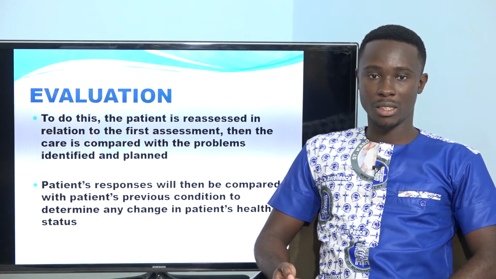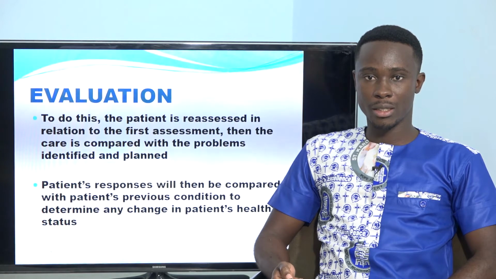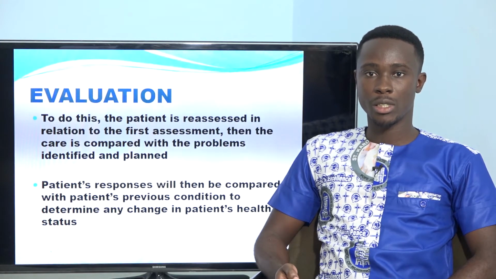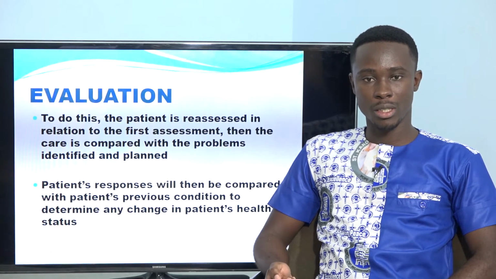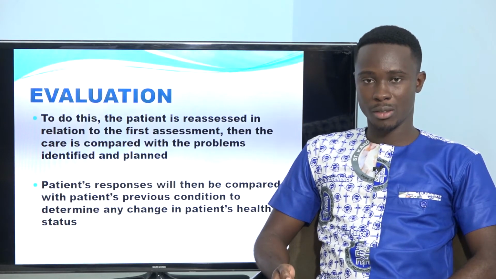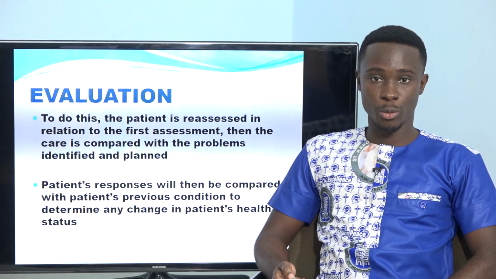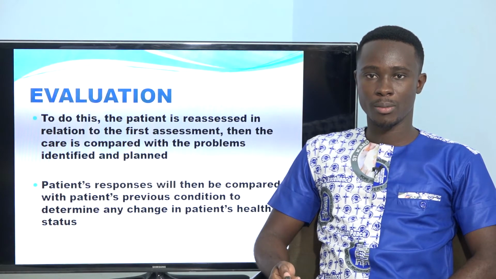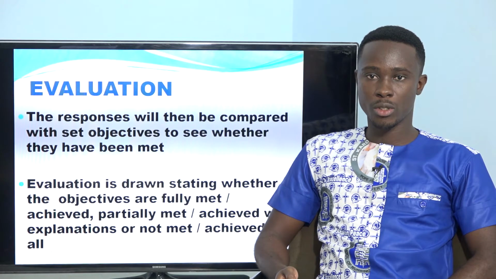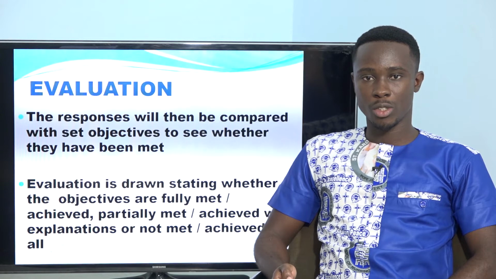That's evaluation. Under your measurability or set objective, you state that the patient's pain will subside as evidenced by the patient recording a pain level of, let's say, 2 or 1. Then when the patient meets that, you can say the objective is fully met. So that is what I mean by evaluating the patient's responses and comparing them with the patient's previous condition. The responses will then be compared with set objectives to see whether they have been met.